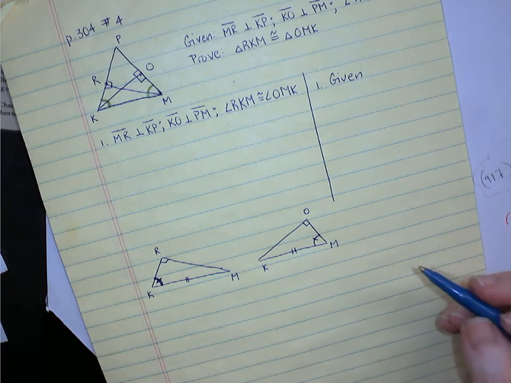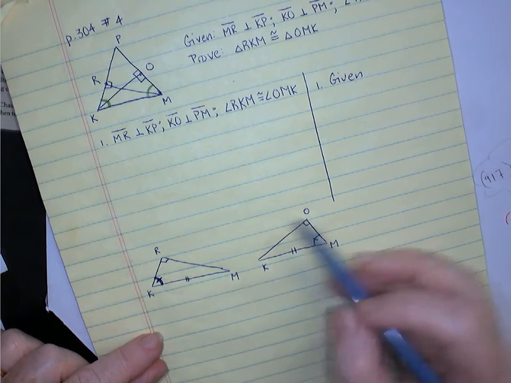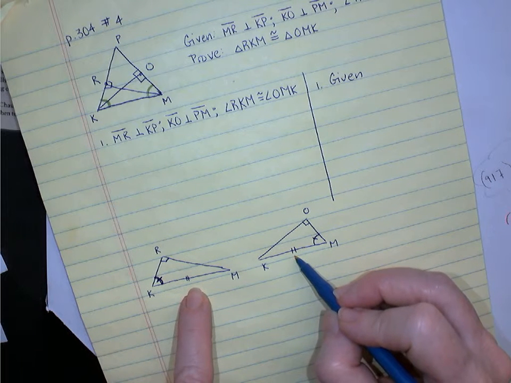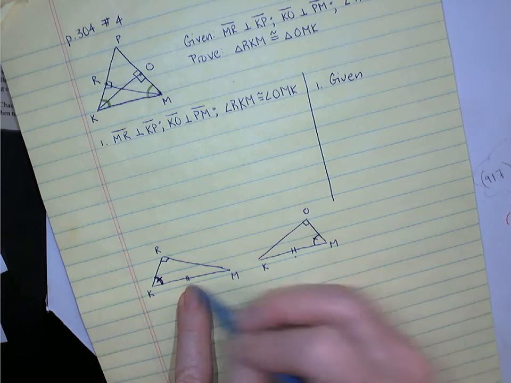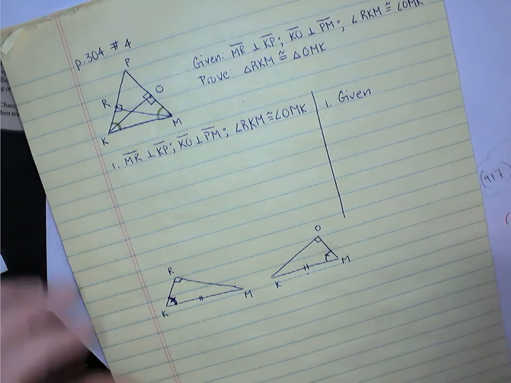So already we know we're going to have angle, angle, side. We have a pair of congruent angles. All right angles are congruent. And our side is not included. And by that we mean that it's not sandwiched in between these two angles. So this shouldn't be very difficult at all.